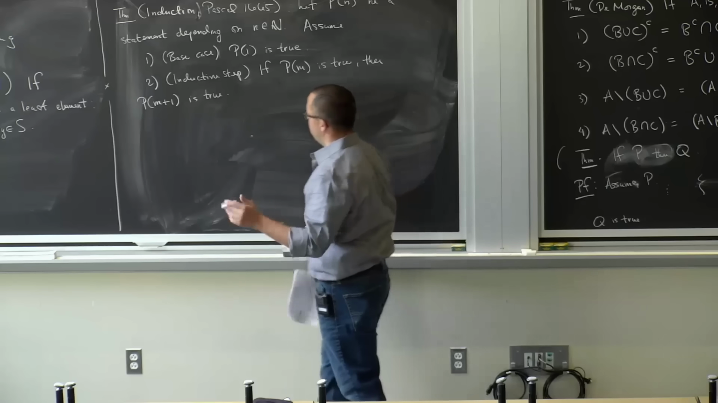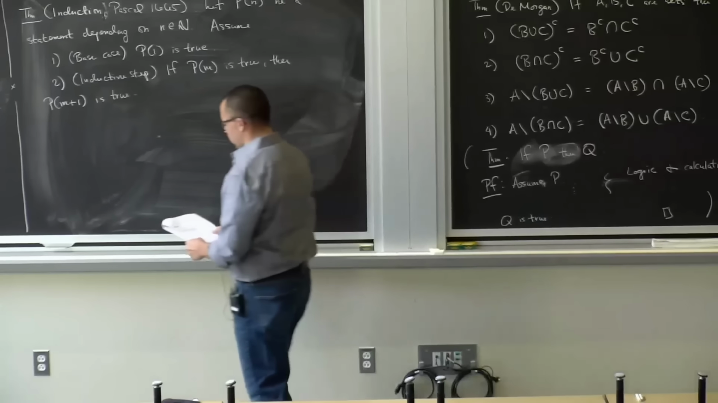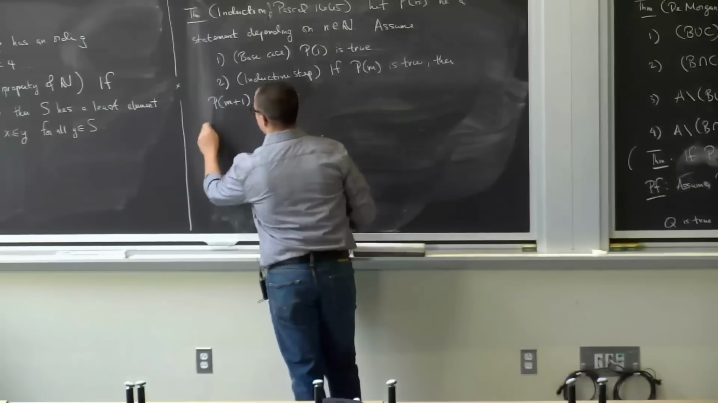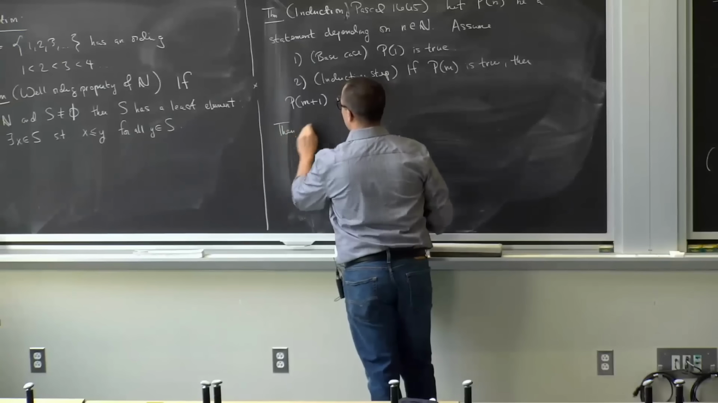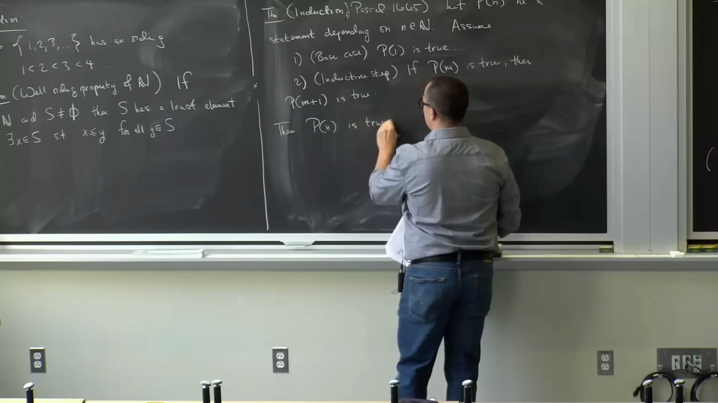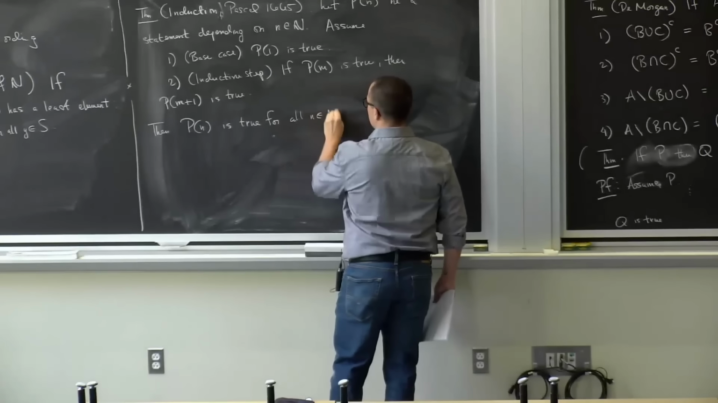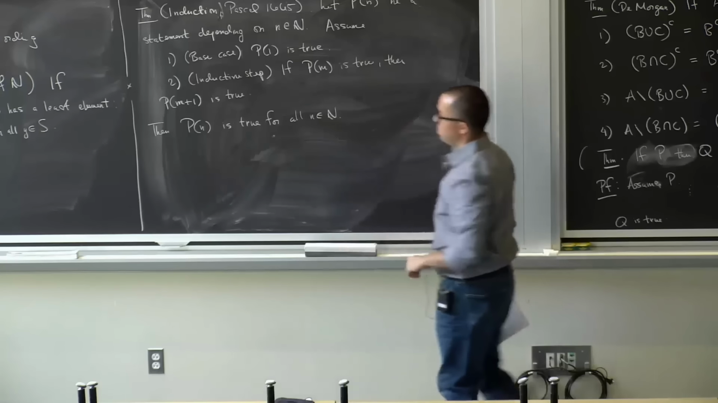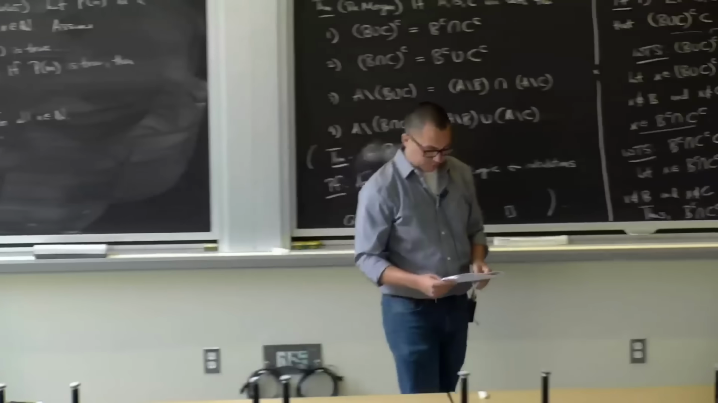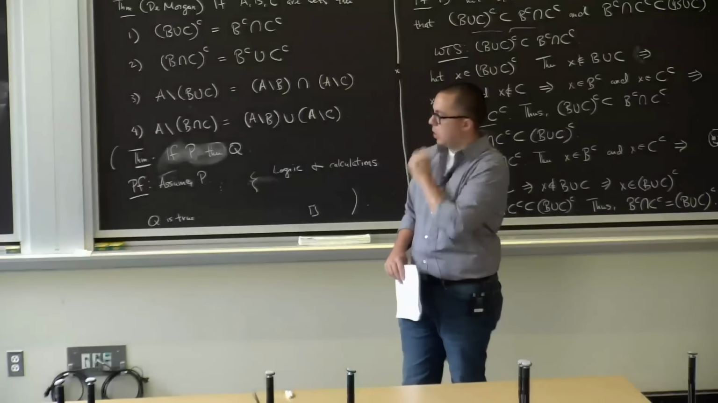And so if you followed that last line of reasoning, this means you should kind of be able to guess what the conclusion of this theorem is. Then P of n is true for all natural numbers. Okay? All right.